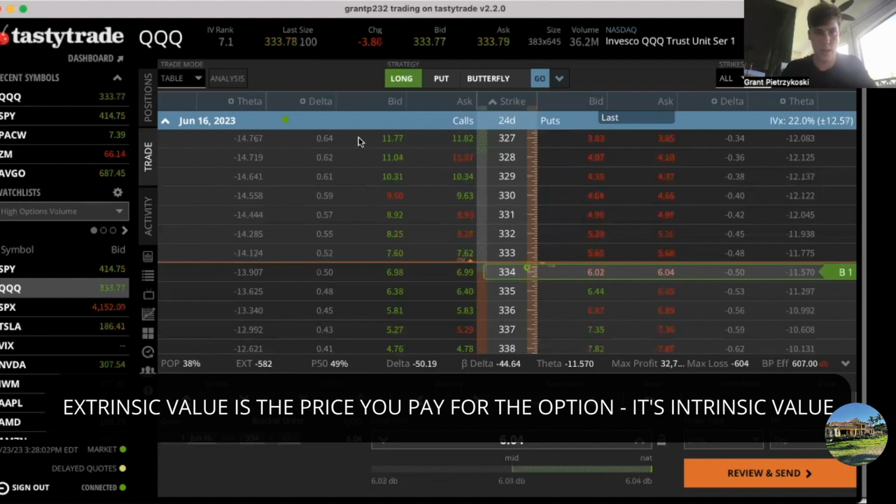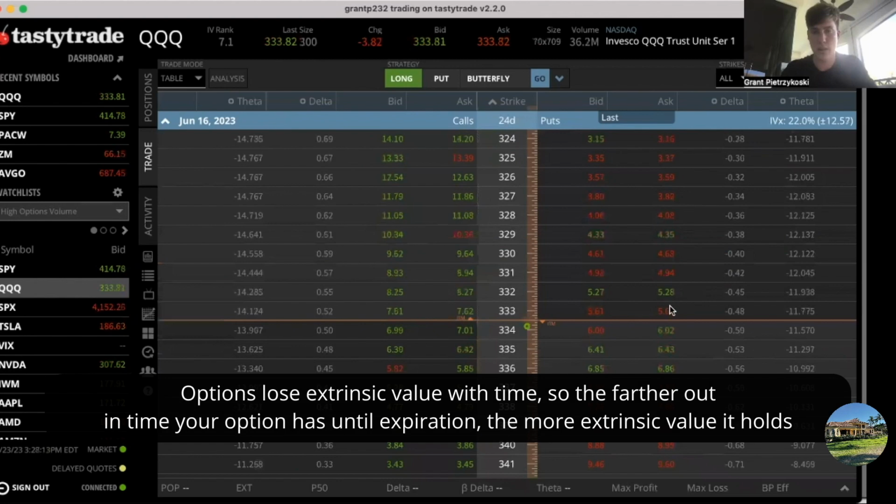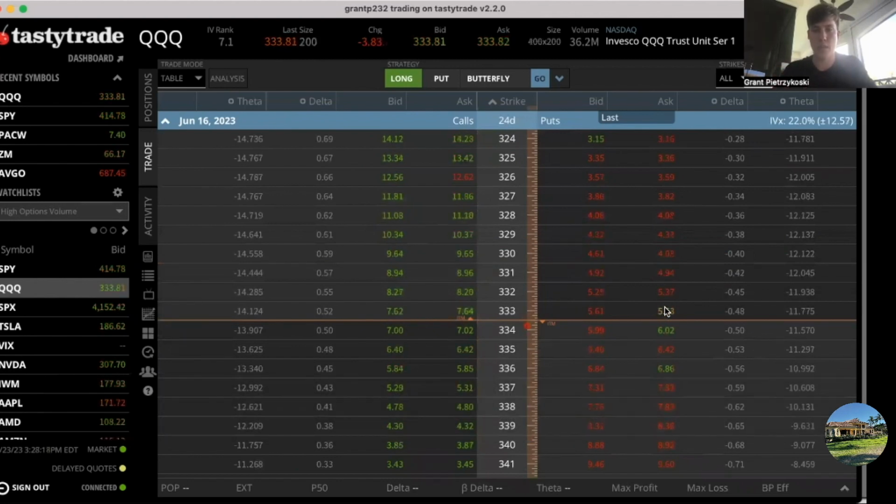Now, your extrinsic value. This option is going to have intrinsic value, like 20 cents, plus all of the extrinsic value that this option has. So all of these options that are out of the money, that don't have any intrinsic value, only have extrinsic value that decays over time.